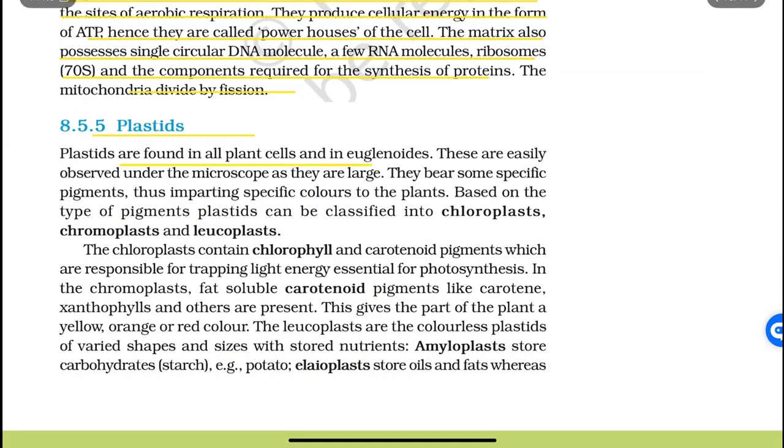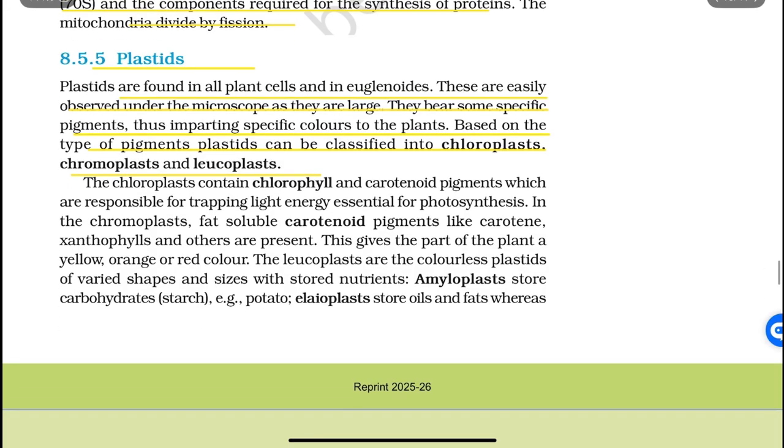Plastids are found in all plant cells and in euglenoids. These are easily observed under the microscope. As they are large, they bear some specific pigments, thus imparting specific colors to the plant. Based on the type of pigment, plastids can be classified into chloroplasts, chromoplasts, and leucoplasts. The chloroplasts contain chlorophyll and carotenoid pigments, which are responsible for trapping light energy essential for photosynthesis. In the chromoplast, fat-soluble carotenoid pigments like carotene, xanthophyll, and others are present. This gives a part of the plant a yellow, orange, or red color.